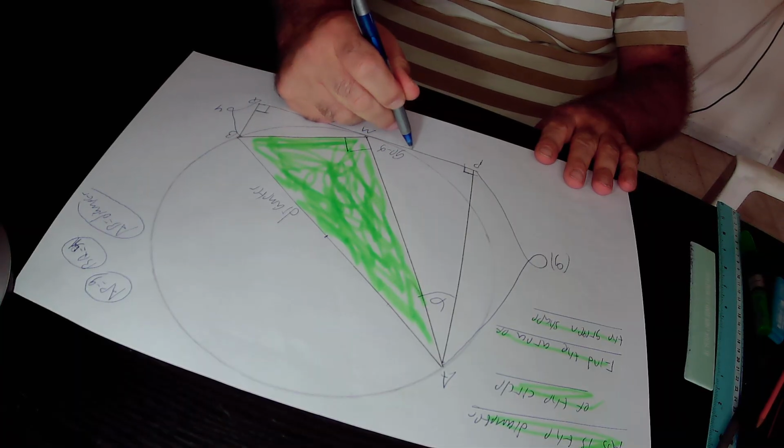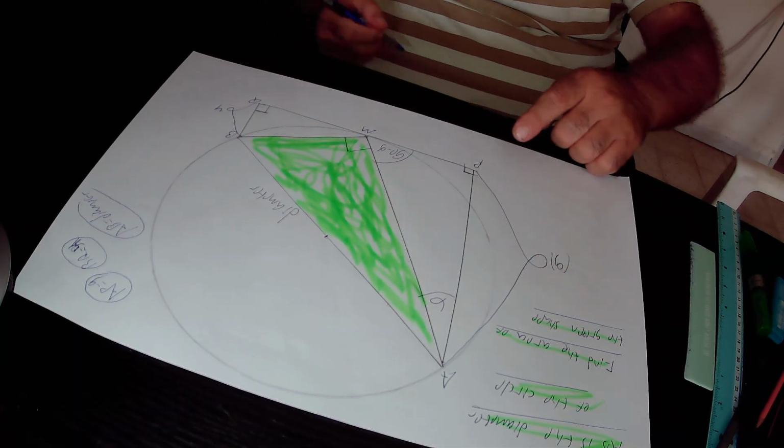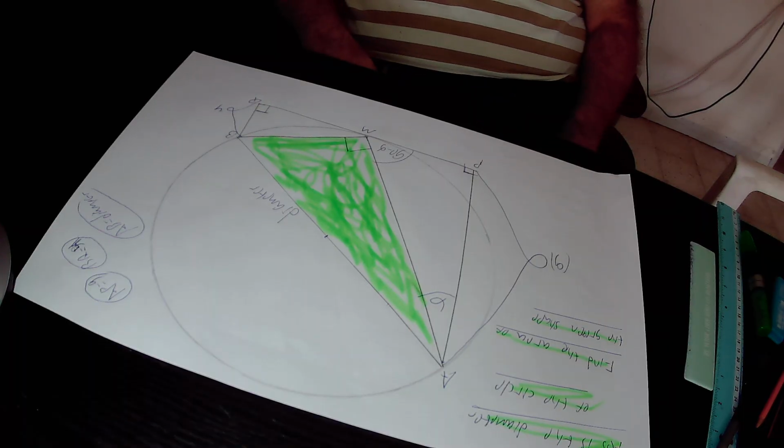Why? Because 90 degrees minus alpha plus alpha is 90 degrees, and 90 degrees plus 90 degrees is equal to 180 degrees. It is the sum of the angles in a triangle.